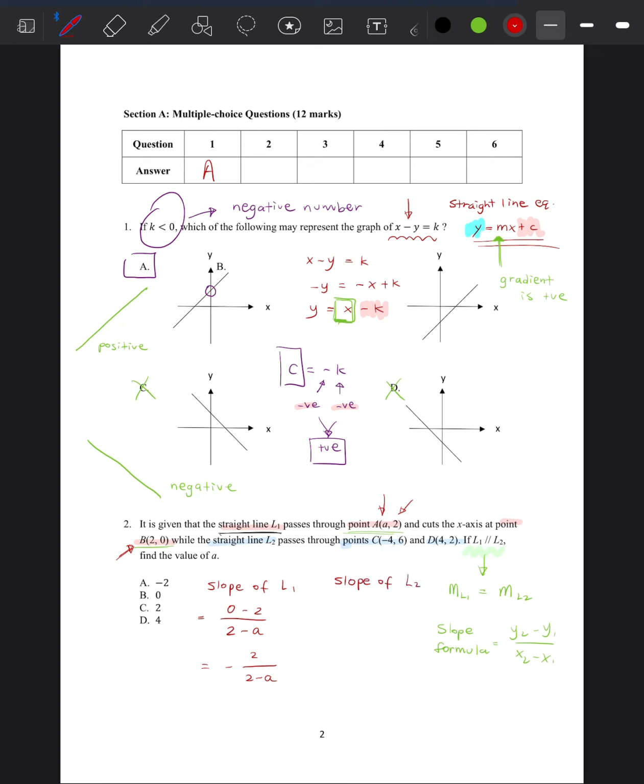Then the slope of L2. For L2, you've got 2 points here and no unknowns, so you should be able to find a number for that. So let's look at this part here: y-coordinate of C minus y-coordinate of D over x-coordinate of C minus x-coordinate of D. In this case, you have 4 over minus 8, which is minus 1 over 2. And because it is parallel, we said that the slopes should be equal. So here we can put it together.